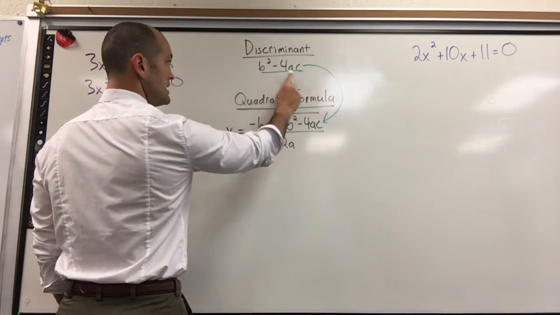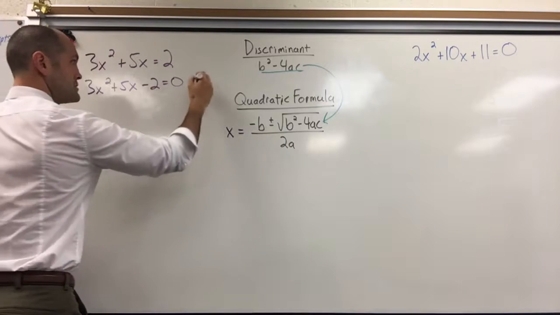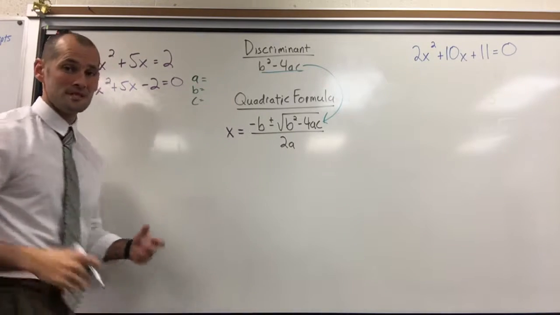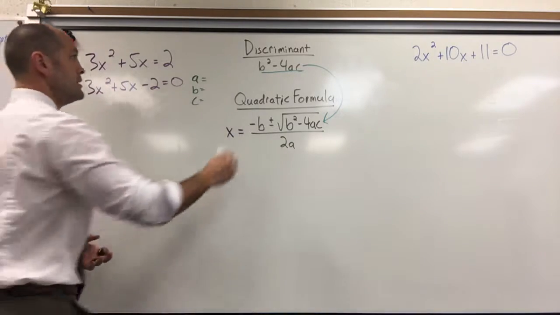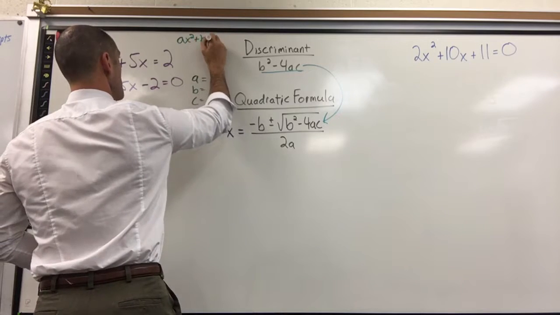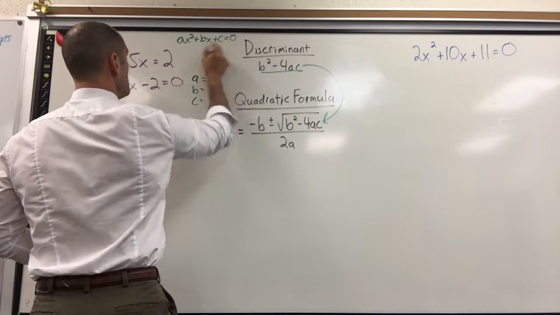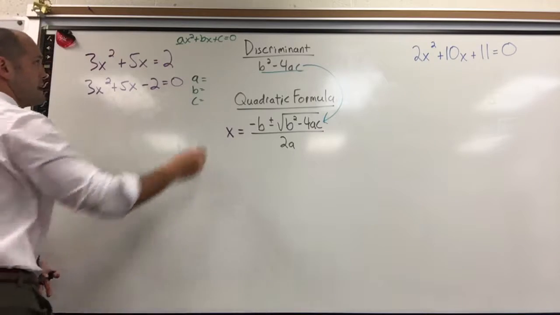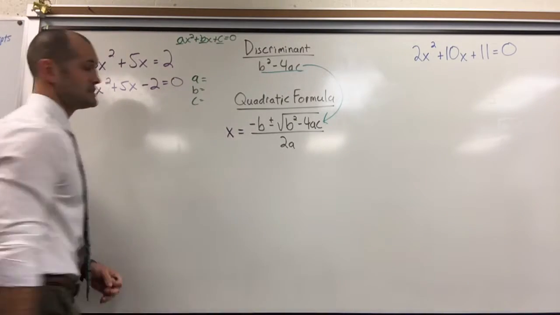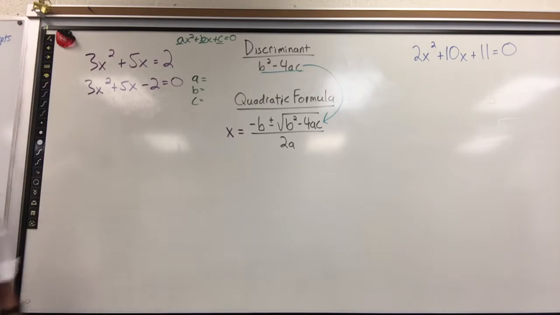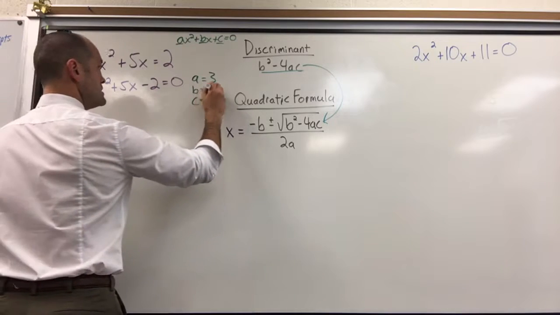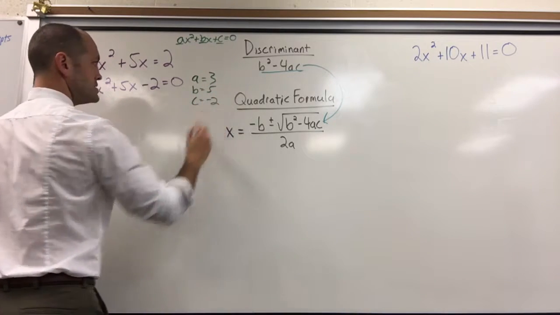Discriminant uses a b, a, and a c value. So first and foremost, let's identify those values. These are all taken from the standard form of a quadratic, which is ax squared plus bx plus c. So the coefficient for the squared term is my a, coefficient for the linear term is my b, and the constant is my c. Hopefully looking at this, you can come up with three values pretty quickly. A is going to be 3, b is 5, c negative 2.